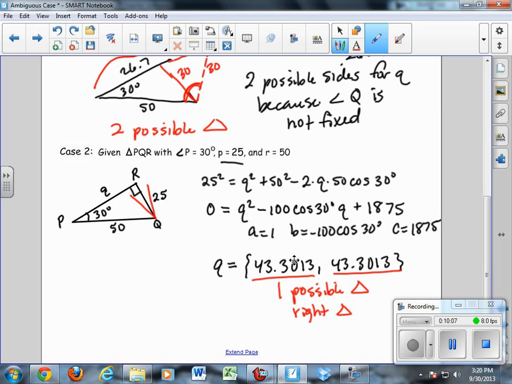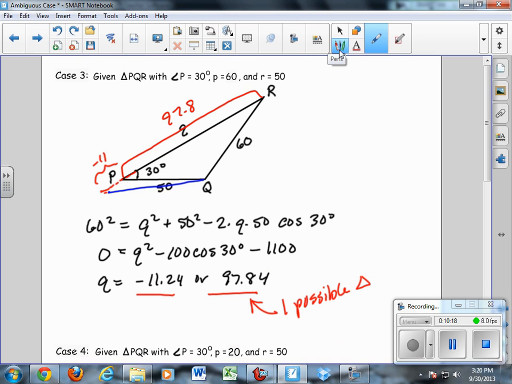Now, is that the only possibility? No, there's a third possibility. Actually, there's four possibilities, I forgot. Another possibility is this side now is 60, okay? So we have 50, 60, and 30 degrees. So when I plug in the numbers, the only thing that changes is this becomes 60 squared. And when I solve it, I get a negative answer and a positive answer using the quadratic formula. So here, A would be 1, B would be negative 100 cosine 30, and C would be negative 1100. I get two possible answers, but one of them is positive and one's negative.